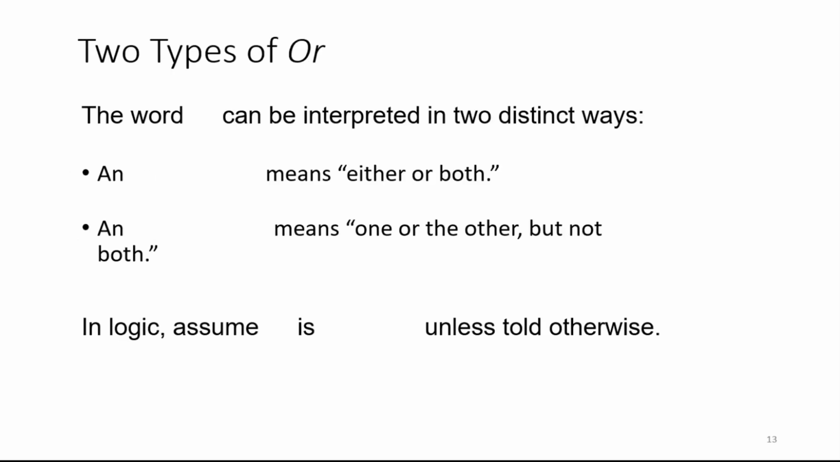2 types of or. The word or can be interpreted in 2 distinct ways. An inclusive or means either or both. Consider, would you like cake or ice cream or both? An exclusive or means one or the other, but not both. Would you like to go swimming or stay home? You can do one or the other, but not both. In logic, we assume that or is inclusive unless otherwise explicitly stated.